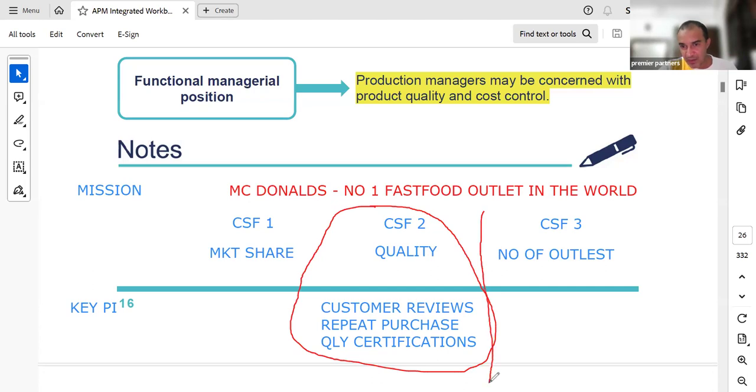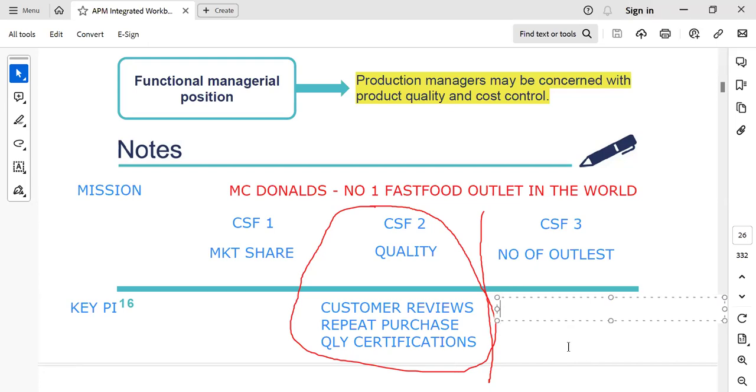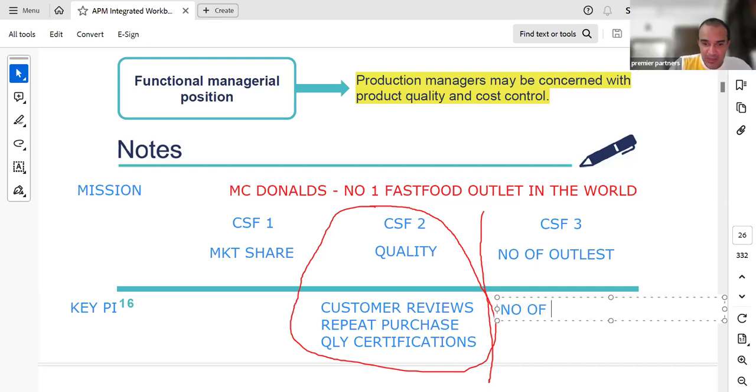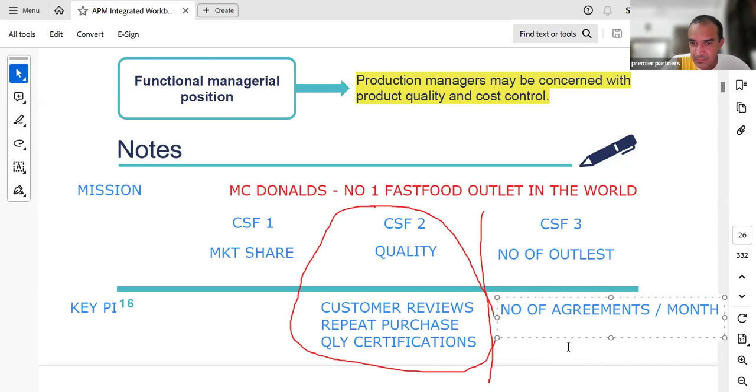Now let's go to critical success factor number three, number of outlets. Tell me one KPI. How do we measure if we are achieving the targets of having the highest number of outlets? Give me one indicator. Franchise agreement numbers? Number of agreements per month or whatever, a month, a quarter. Right. And another one. Number of agreements per month. How many are you adding?